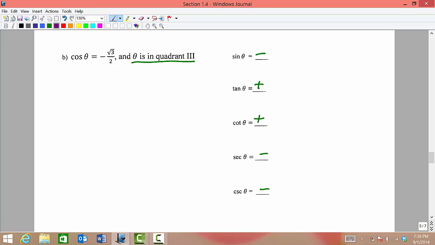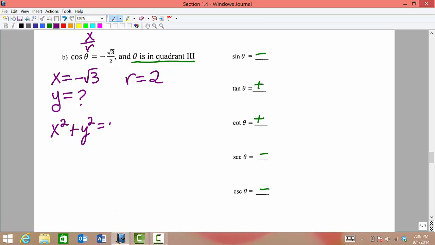And to determine that, we need to know what x is, what y is, and what r is. Cosine is x over r, so x is negative square root of 3. R is always positive, so r is positive 2. We need to determine the value of y. So we'll go back to our Pythagorean theorem. x squared plus y squared is equal to r squared. Negative square root of 3 squared, plus y squared is equal to 2 squared.